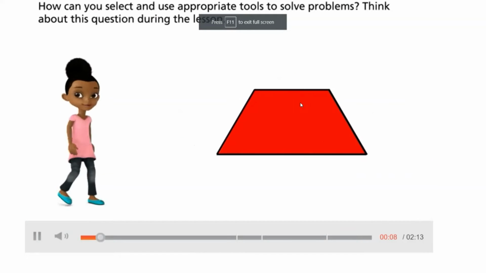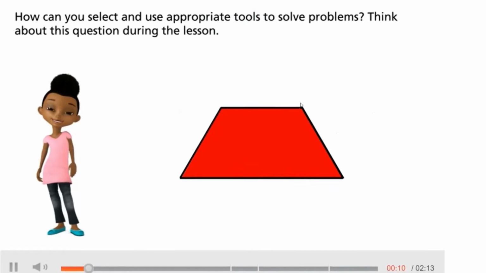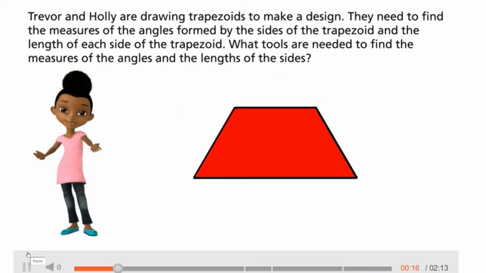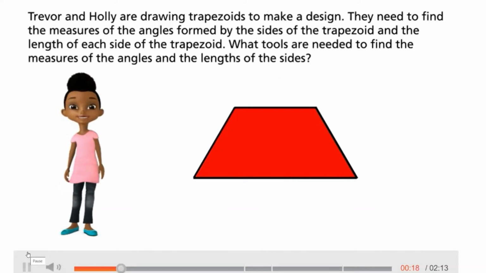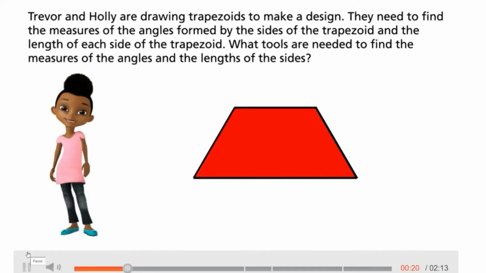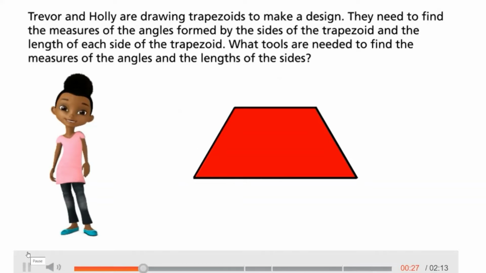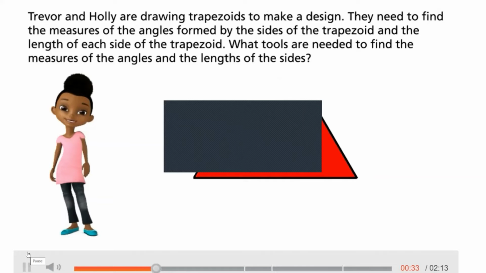How can you select and use appropriate tools to solve problems? Think about this question during the lesson. Trevor and Holly are drawing trapezoids to make a design. They need to find the measures of the angles formed by the sides of the trapezoid and the length of each side of the trapezoid. What tools are needed to find the measures of the angles and the lengths of the sides?